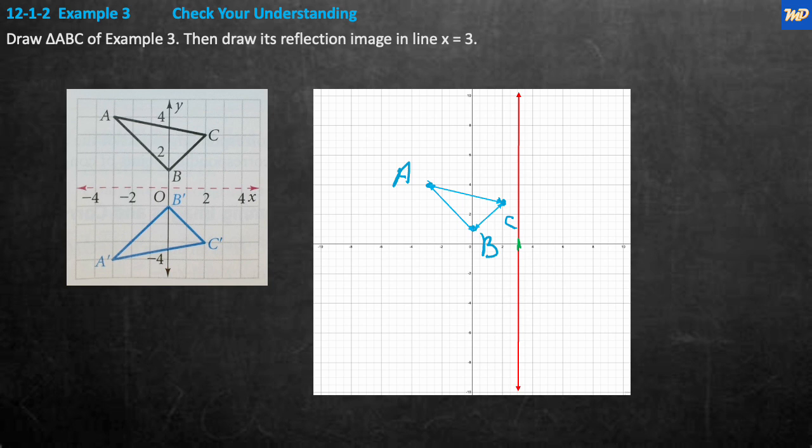So that's a vertical line at x equals 3. And now we're just going to place our image. So how do we do that? Well, I've got A, B, C here.